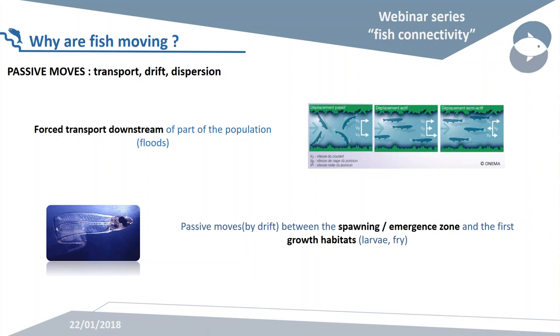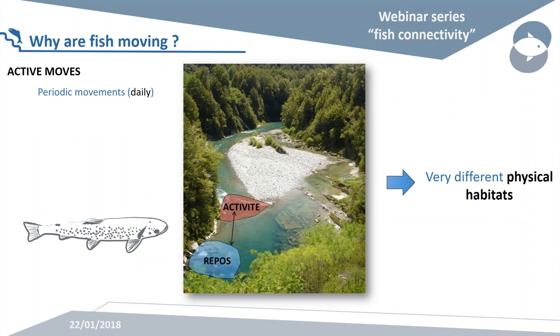And on the opposite, we consider active moves. The first category of active moves is the periodic movements, at the scale of the day. So here you have a trout in the river, and we distinguish different types of area used during the same day. Here, for example, the blue area is the rest area, in a big pool, for example, and close to this area, you have another area we call the activity area, in red. And there are movements during the day between these two areas.